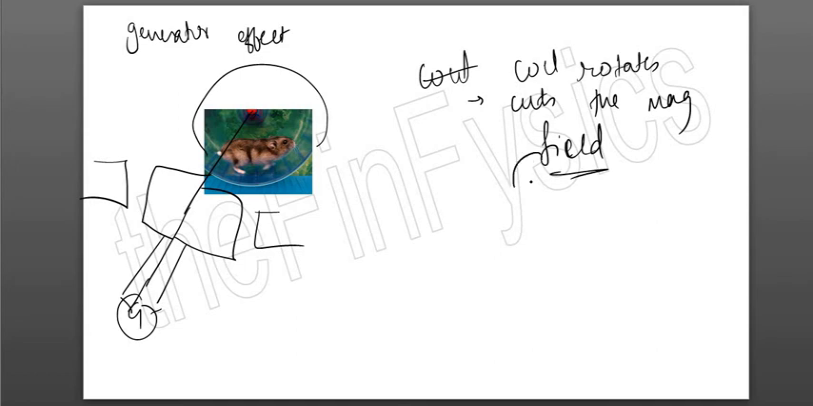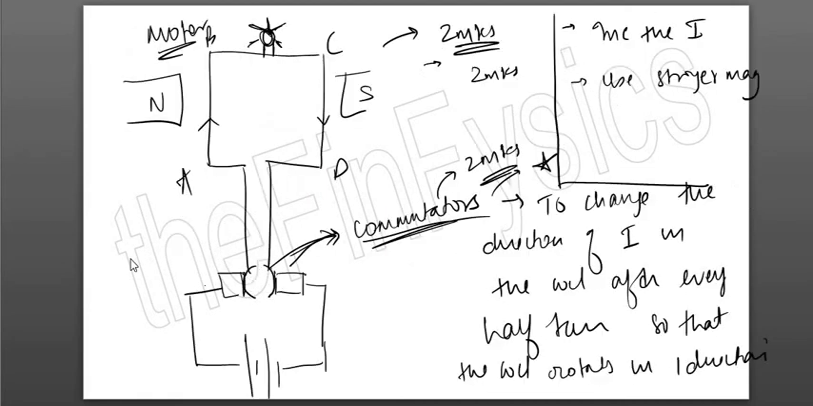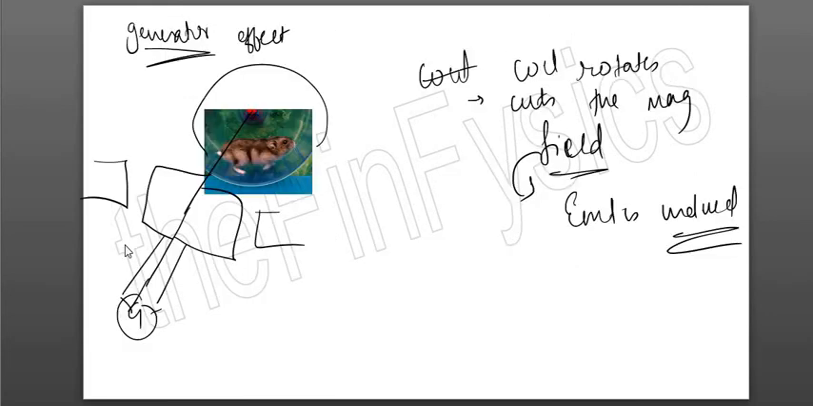Okay, and when field lines are cut, EMF is induced. Normally they do not ask you a lot of questions on the generator effect. They only probably tell you to draw the diagram of a generator. Now in a motor we had split rings. Over here we use slip rings. So the diagram will be the same. So north, south, you don't need to draw a hamster.